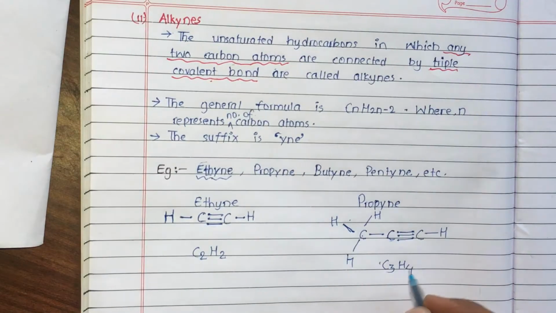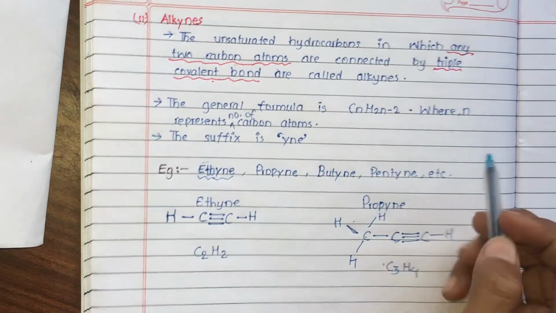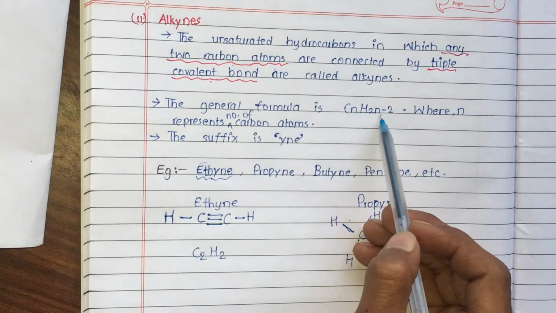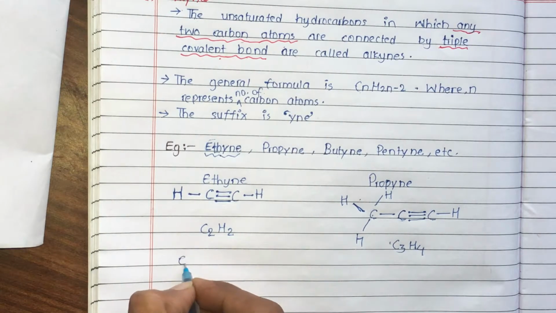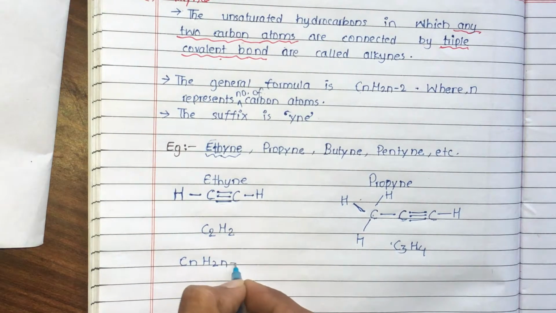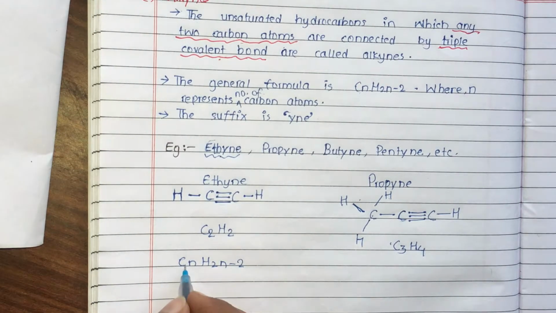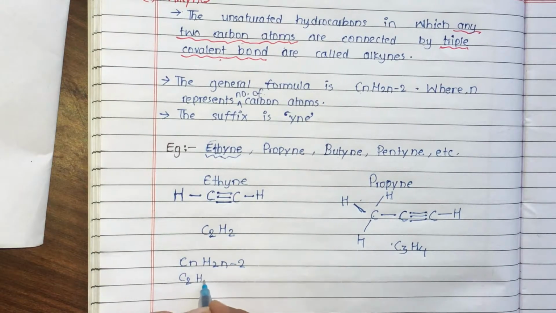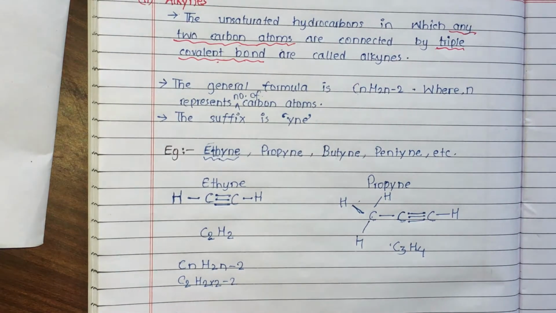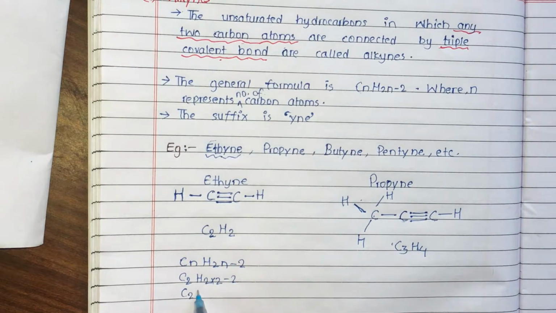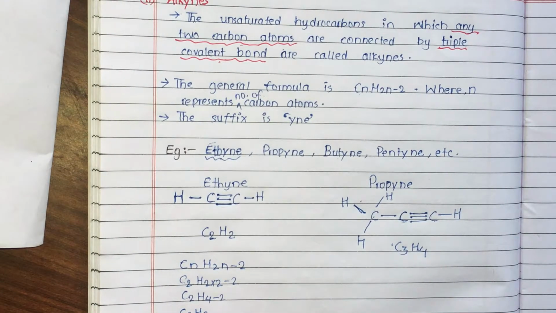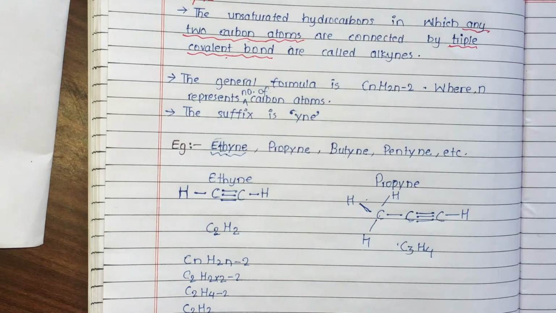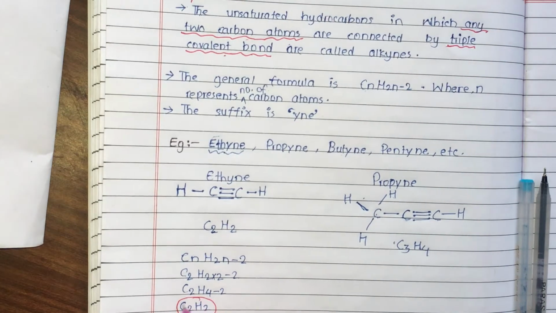Let's check whether the formula matches or not. Our formula is CnH2n minus 2, where n is the number of carbon atoms. Let's go through the formula. CnH2n minus 2, this is our formula. We put the number of carbon atoms as 2. So C2H2 into 2 minus 2. Here we get C2H4 minus 2, that is C2H2. Yes, it is matching.